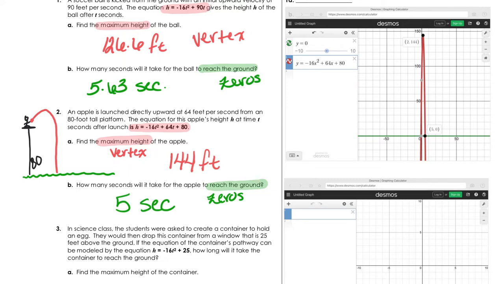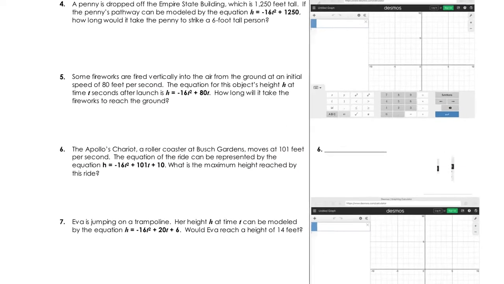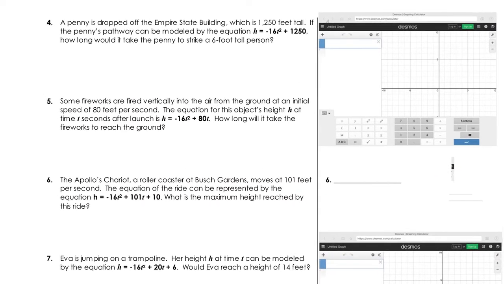We can still use the graph to identify other pieces of information that are maybe outside of those key features. So for example, if I look at number 4, it says a penny is dropped off the Empire State Building, which is 1,250 feet tall. If the penny's pathway can be modeled by this equation, how long will it take for the penny to strike a 6-foot person? So this time I don't want to go all the way down to the ground. I want it to stop 6 feet above the ground because somebody is going to catch that penny. So here's what the picture might look like. Here's the Empire State Building.